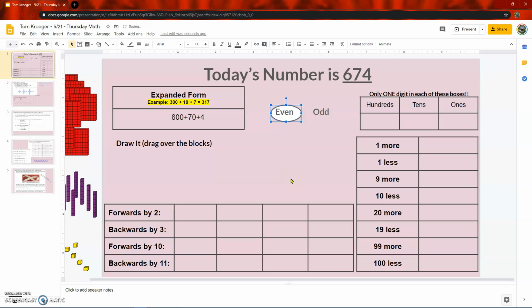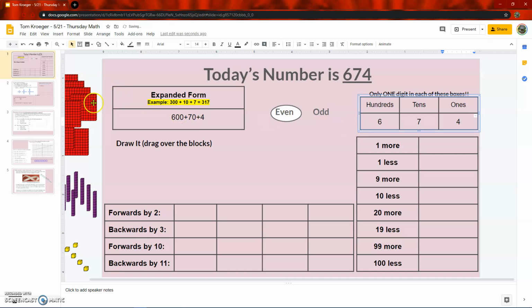Right? It ends in a 4. And even means that when you divide a number into two groups, you can make two equal groups from that. 674 can be broken into two equal groups. That's why we call it an even number. All right. 674 has 6 hundreds, 7 tens, and 4 ones.